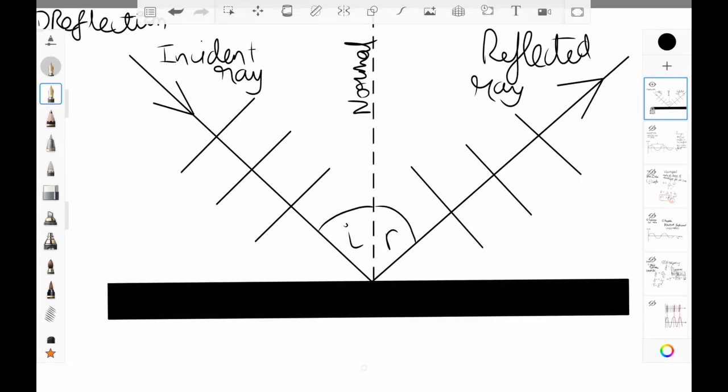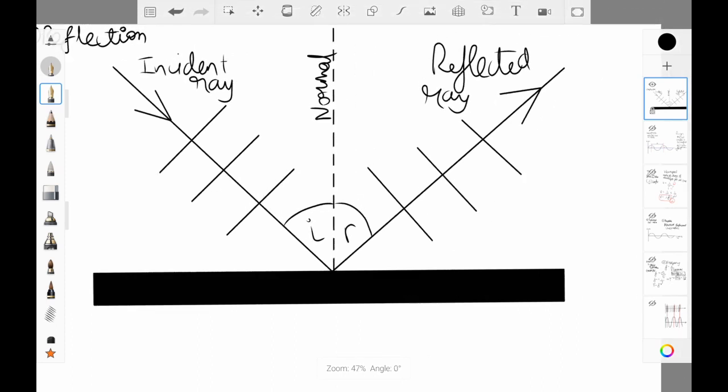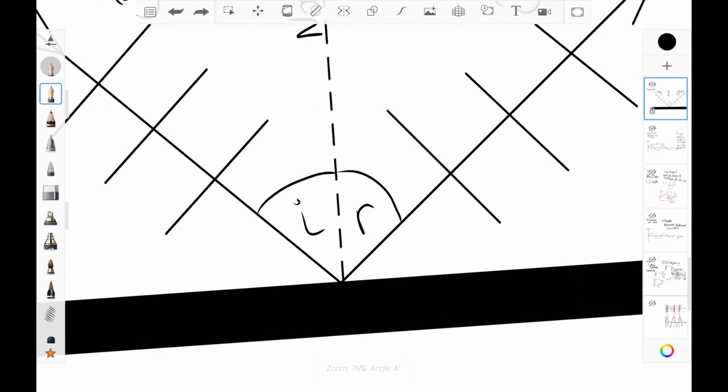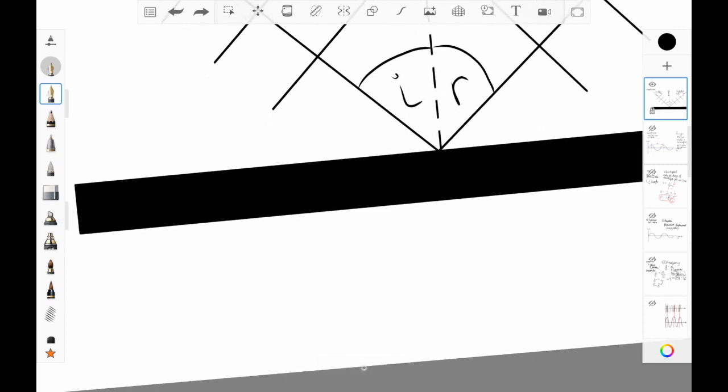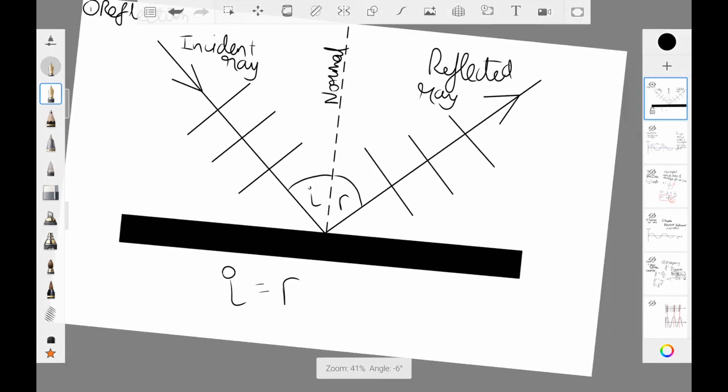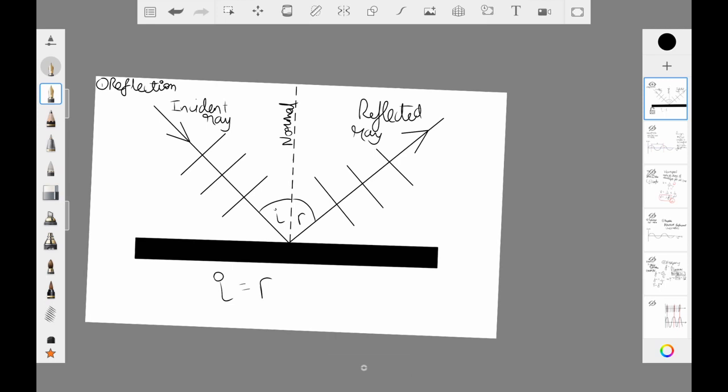When an incident ray is incident on an obstacle, it forms an angle. Between the normal and the incident ray, you have angle I, which is called the incident angle. And once this incident ray is reflected to form the reflected ray, as you can see here, it forms another angle, this time between the normal and the reflected ray. And the incident angle is actually equal to the reflected angle. So you can say that I is equal to R. And this is honestly the most important relationship under the reflection of waves, and you really need to keep this in mind.